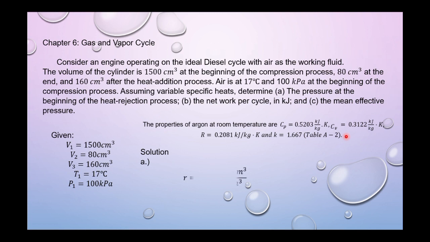So next, our solution. To find the compression ratio, r is equal to volume 1 over volume 2. So substitute 1,500 cubic centimeter over 80 cubic centimeter. Simplify, our r is equal to 18.75. Next, our rc is equal to volume 3 over volume 2. So substitute 160 cubic centimeter over 80 cubic centimeter. So our rc is equal to 2.